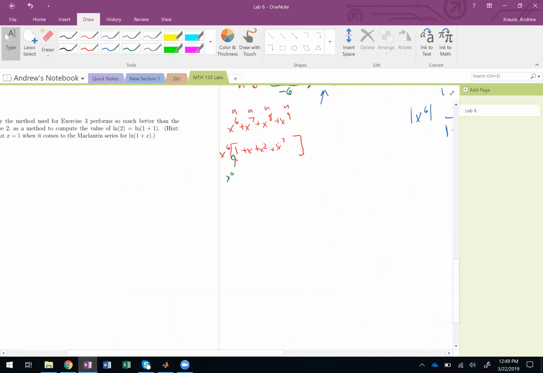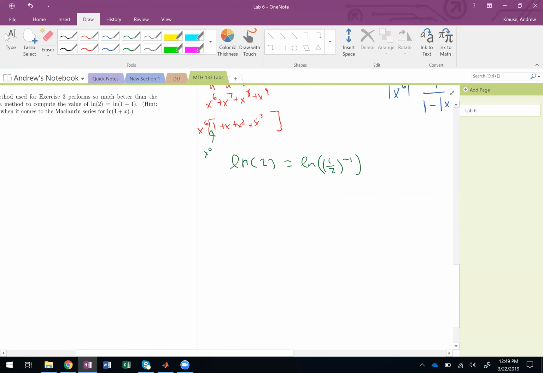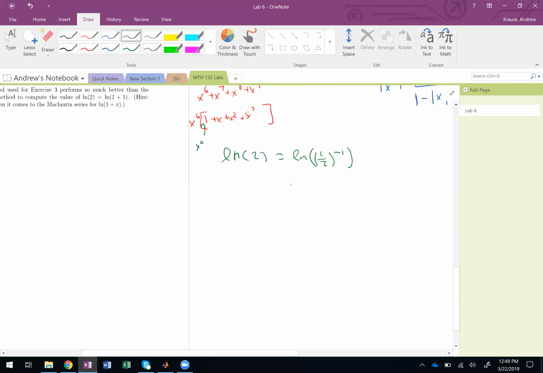We know that the natural log of 2, right, is the same as the natural log of 1/2 to the negative 1 power, right? And that's kind of a wacky way to write this, but what it lets us do is use our property of natural logs where we can pull out this negative 1 and multiply it on the outside, and then we're just left with the natural log of 1/2.